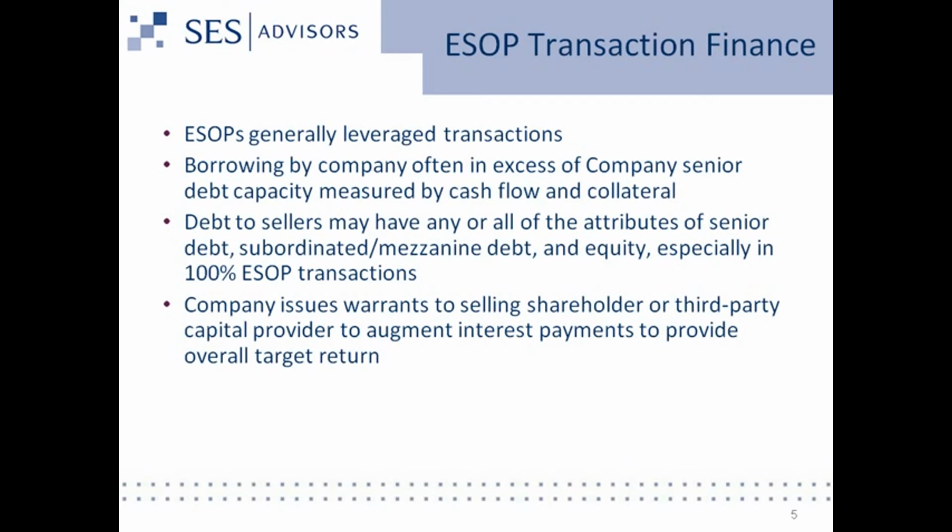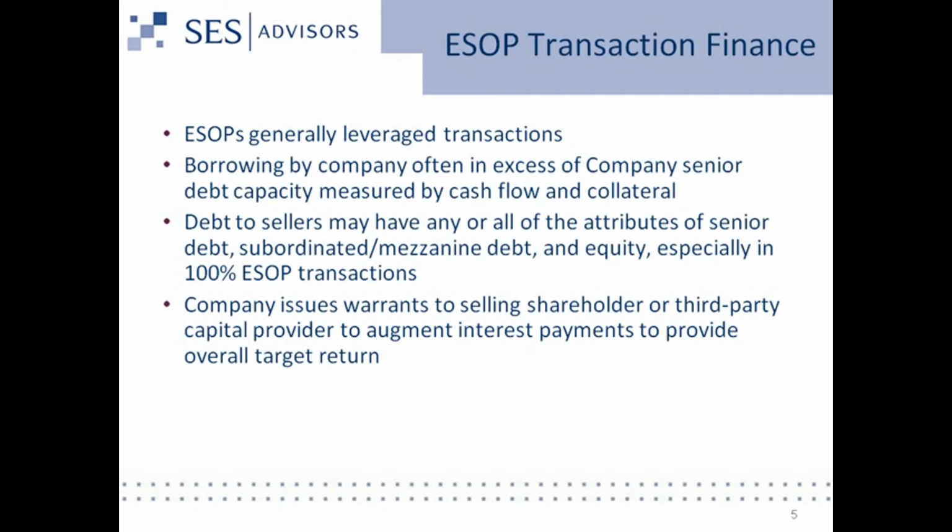And in those transactions where we have debt in excess of senior debt capacity and we need to pay an enhanced return, very often the company will be issuing some form of a warrant to a selling shareholder or perhaps a third-party capital provider to augment or goose up the underlying interest payments so that those investors can hit an overall return that's appropriate to the nature of their investment. So we see a lot of warrants with ESOPs doing large leverage transactions, typically to get to 100%.